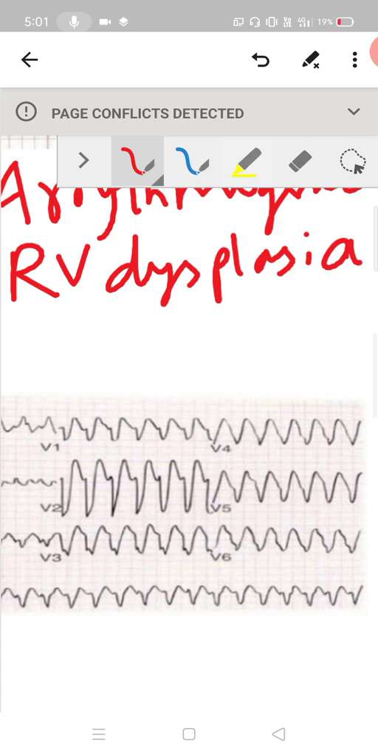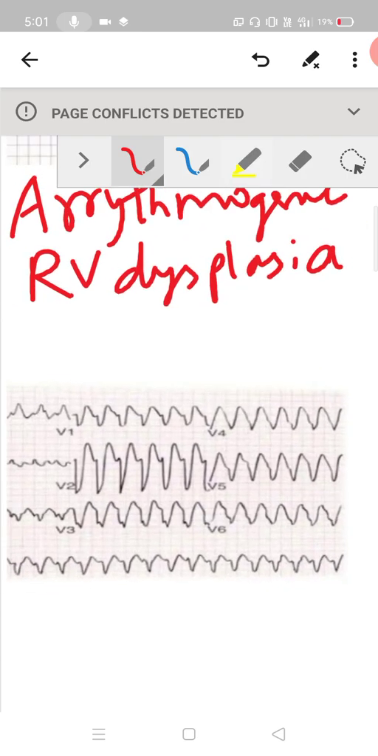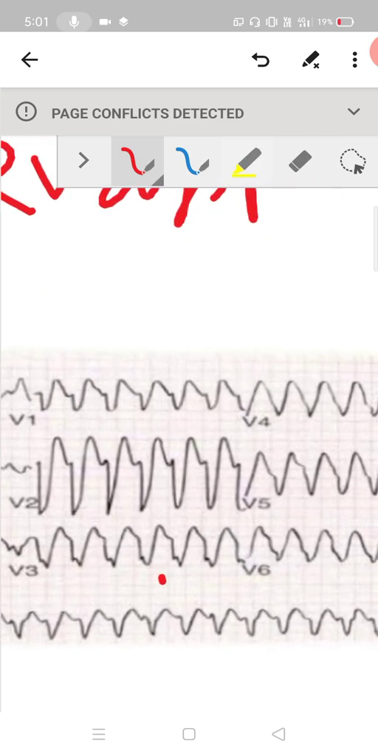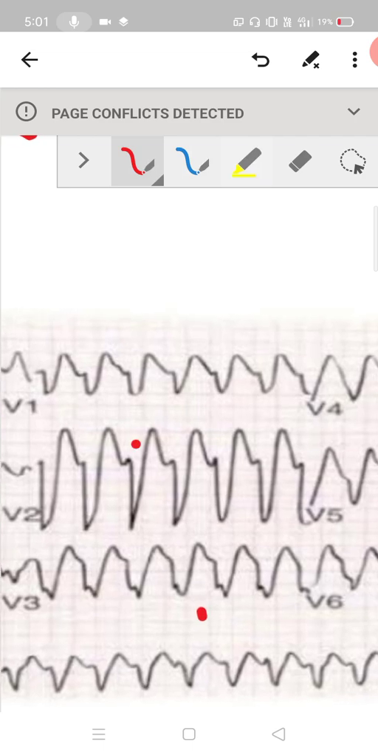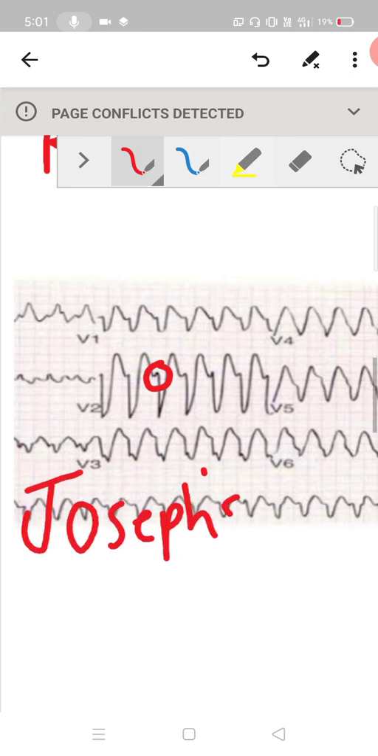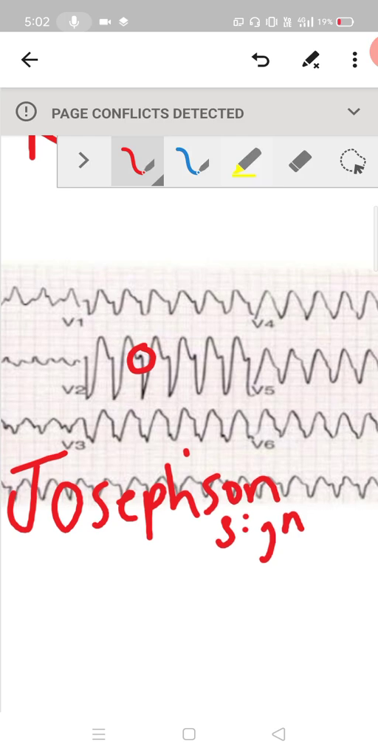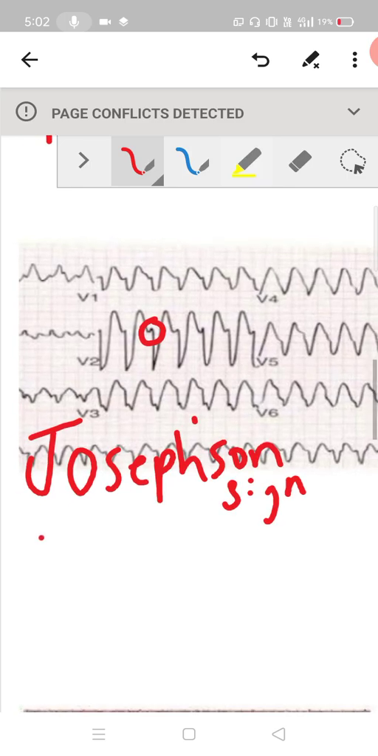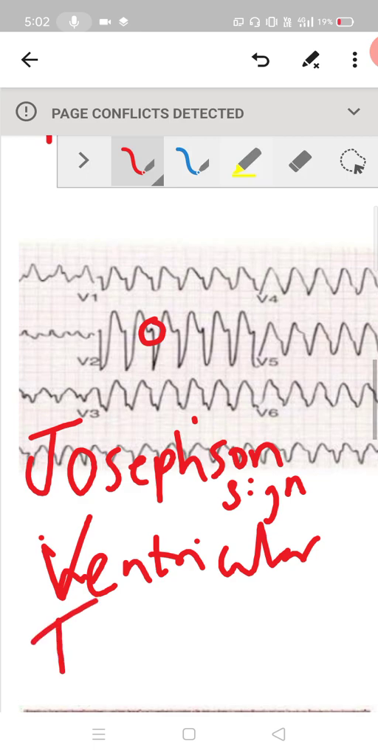Next strip is, first try to identify the strip. This one is monomorphic VT, monomorphic ventricular tachycardia. As you see, all the complexes are of equal length. Now there is an important sign in this monomorphic VTAC. It is this notch, which is called the Josephson sign. It is a small notch just before the QRS complex reaches the nadir. This is the Josephson sign seen in ventricular tachycardia.